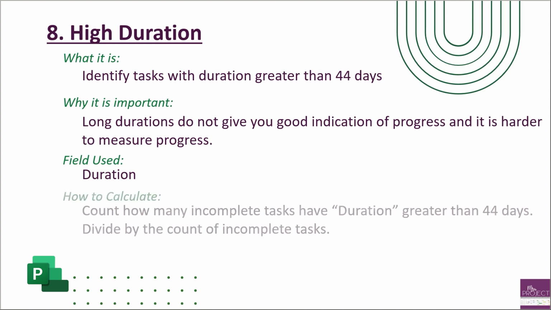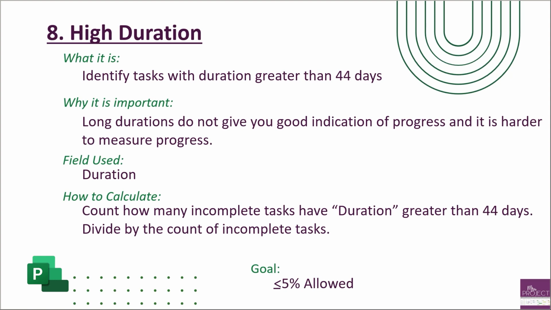And how do you calculate it? You're going to count how many incomplete tasks have a duration that is greater than the 44 days and divide that count by the incomplete tasks. DCMA has a goal that says no more than 5% of your tasks can have a duration that is greater than 44 days. You want to work towards getting that down below the 5%.